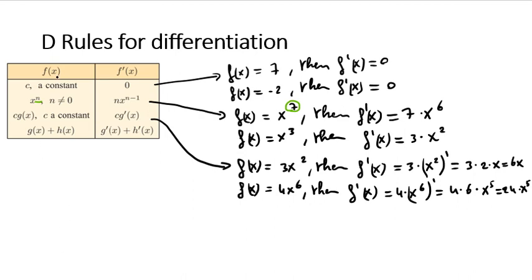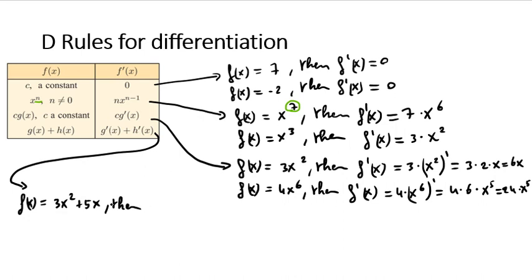When f of x is equal to a function g of x plus another function h of x, in that case the derivative is equal to the derivative of g of x plus the derivative of h of x. Okay, let's check this one as well. Let's say that f of x is equal to 3x to the power of 2 plus 5x, and we have to find the derivative of this one.